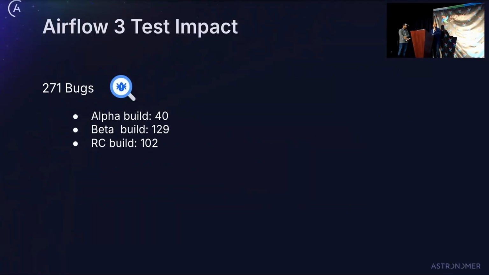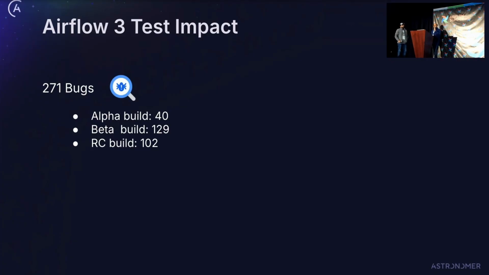So what was the impact after planning for Airflow 3 testing? We eventually found literally 271 bugs overall. During the alpha build stage, we had 40 bugs discovered. Essentially, alpha builds are for surfacing integration issues early before users ever see them. Usually, the stability of an alpha build will be low compared to a beta or an RC build, and it's supposed to be used by developers, contributors, and early adopters.